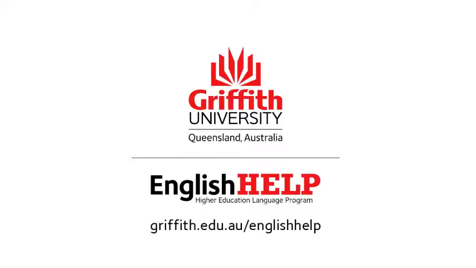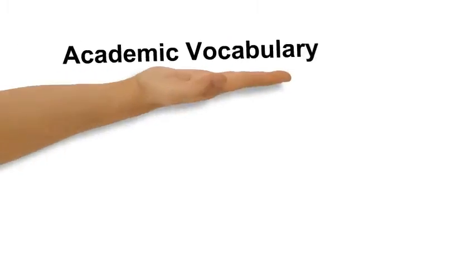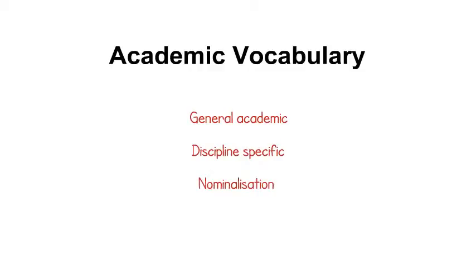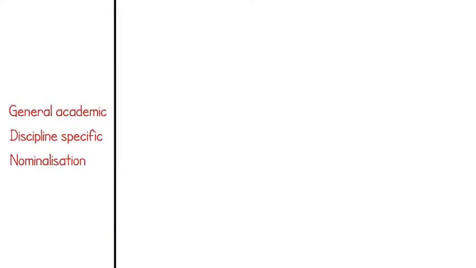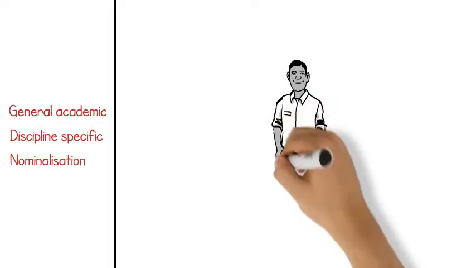In this video, we will introduce you to three important aspects of academic vocabulary: general academic vocabulary, discipline-specific words and phrases, and nominalization. Before looking at this video, you might like to watch the video on vocabulary in the Essential Grammar section.